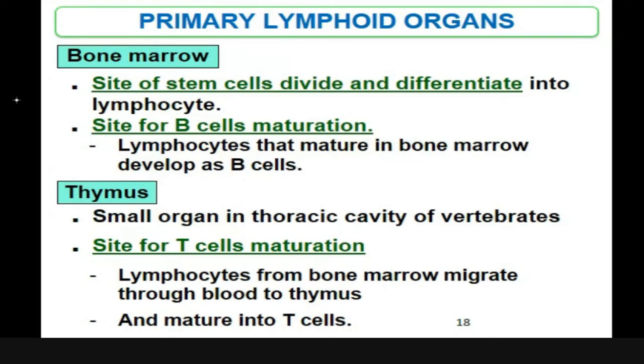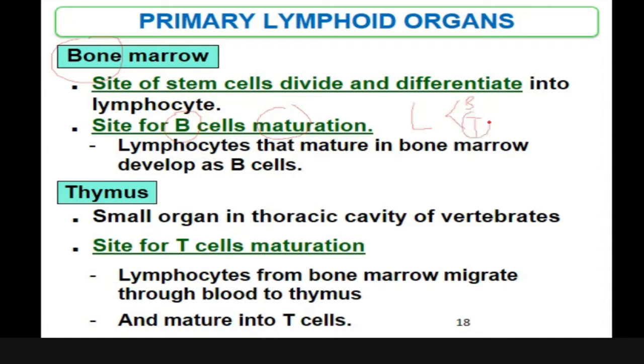Okay, bone marrow is the site where the stem cells divide and differentiate into lymphocytes, and also the site for B cell maturation. Tadi saya bagi tahu lymphocyte ada lymphocyte B and lymphocyte T. So the lymphocyte B is produced in the bone marrow and then matured in bone marrow. Sebab tu nama dia B for bone marrow.